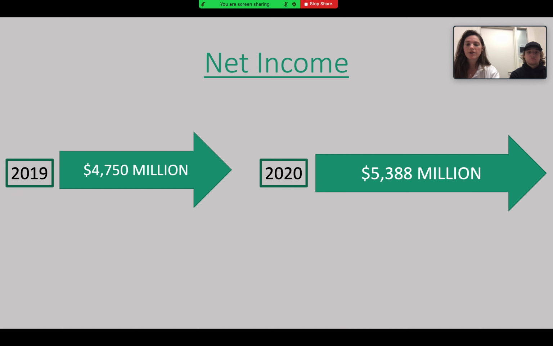So if we take a look at the slide, in 2019, we see that the net income for 3M was 4,750 million, and then there was an increase in 2020 to 5,388 million. So that's a difference of around 814 million.